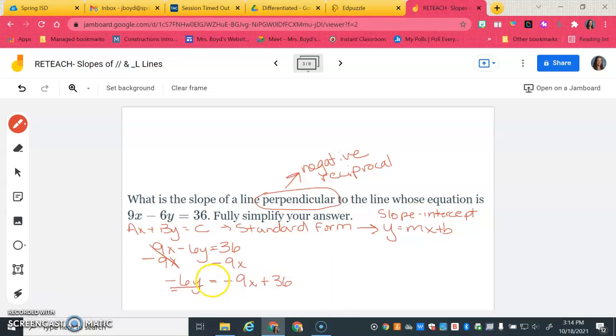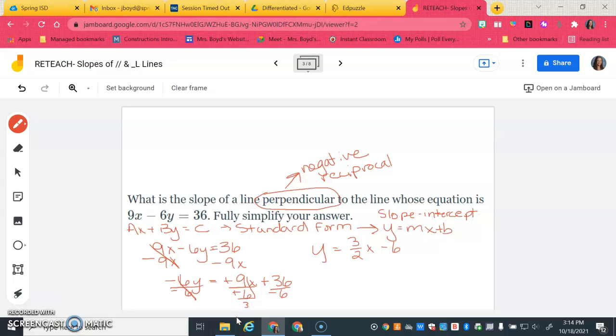Then I'm going to divide by negative 6 because I still need to solve for y. Negative 6 cancels out. And now I get y equals negative 9 over negative 6. That's going to turn that double negative into a positive. And they're both divisible by 3. So that's going to simplify to 3 over 2 x, and then 36 divided by negative 6 is going to be negative 6.